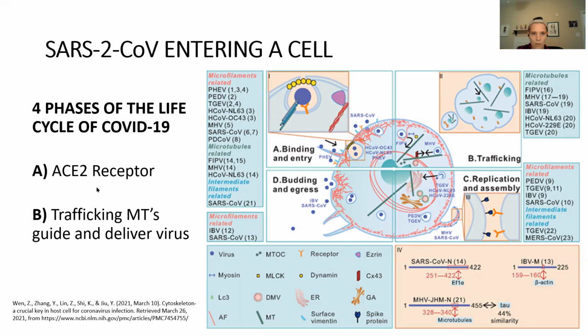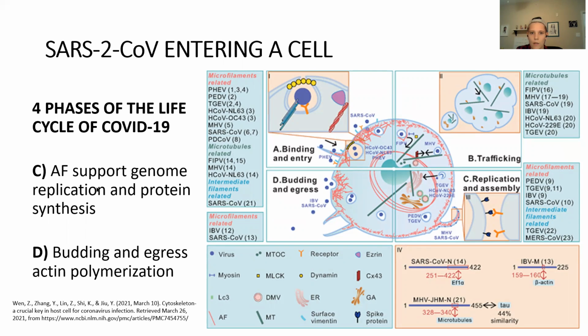In A here is the binding and entry. So binding and entry of COVID-19 into the cell, it enters through the ACE2 receptor as it attaches by the spike protein. In B, trafficking, microtubules found in the cytoskeleton help guide and deliver the virus through the cell. You can see this microtubule is listed in green, and you can see it moving along there.